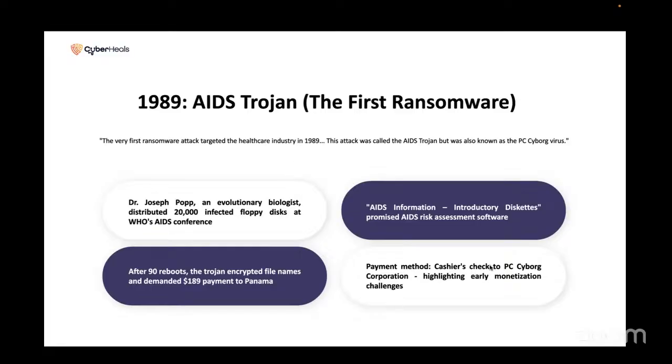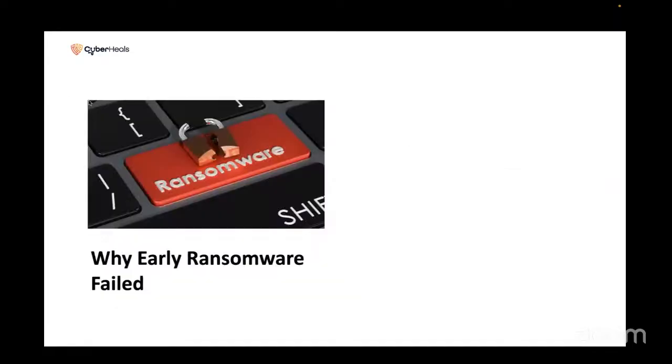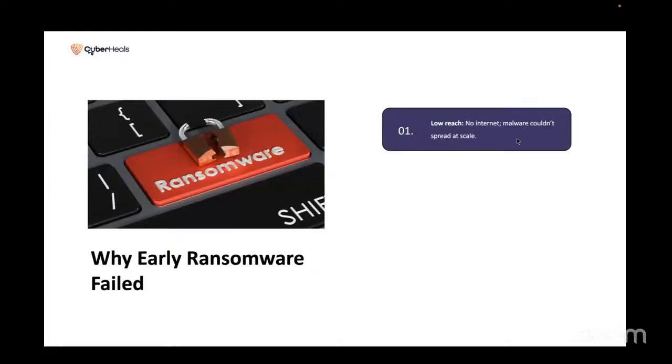Payment was by cashier's check to PC Cyborg Corporation, highlighting early monetization challenges. Previously, they didn't have crypto. They asked to pay it, but the demand kept increasing. Why did it fail previously? Low reach, there was no internet. What did he use? Can anyone tell? Did he send it through social media, WhatsApp? What did he use? Floppy disk, exactly, floppy disk.